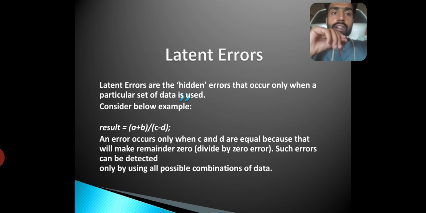Latent error. Latent errors are hidden errors that occur only when a particular set of data is used. Consider the below example: result = A plus B divided by C minus D. An error occurs only when C and D are equal, because that will make the denominator 0, causing a divide by 0 error. Such errors can be detected only by using all possible combinations of data.